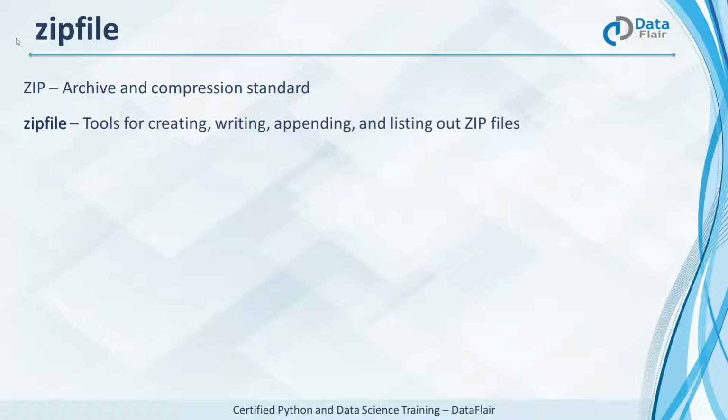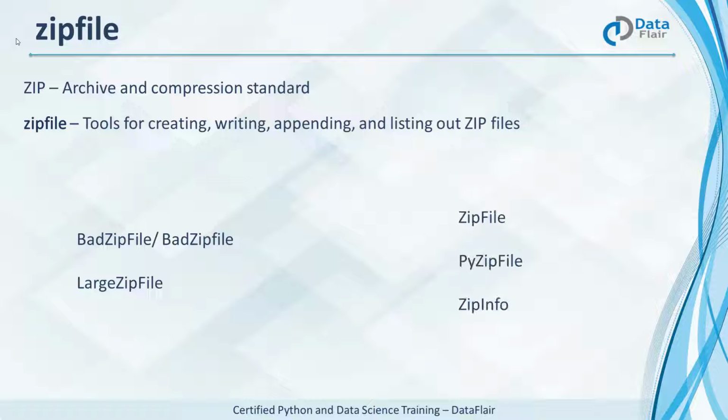With Python, we have this module, zipfile. It has all the tools for manipulating zip files, from creating and reading them to writing to, appending to, and listing them out. This module raises these exceptions. The BadZipfile with a small f is for compatibility with older versions. And this module has three classes: ZipFile, PyZipFile, and ZipInfo.